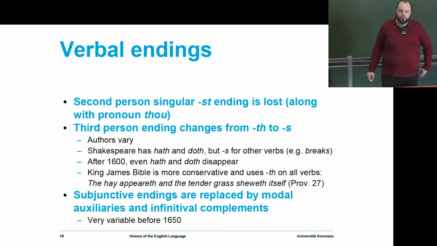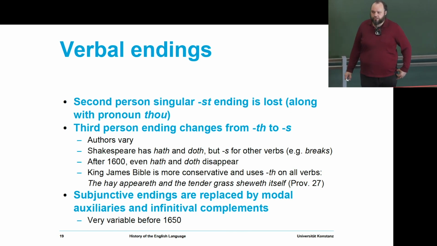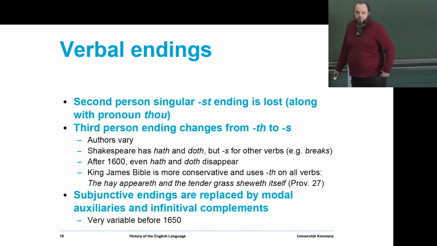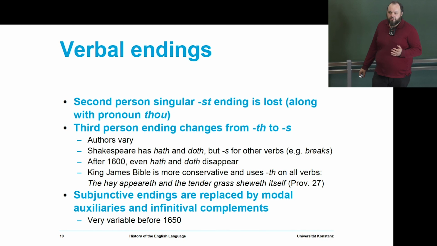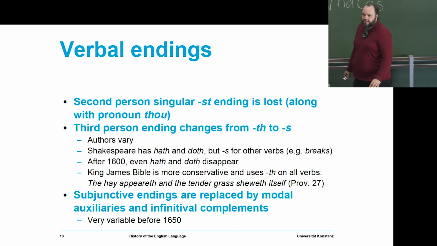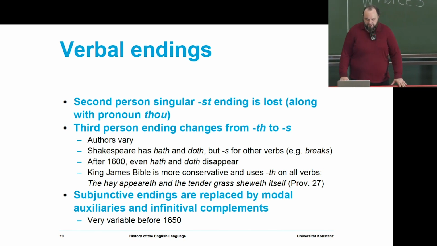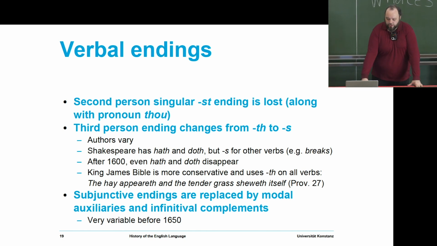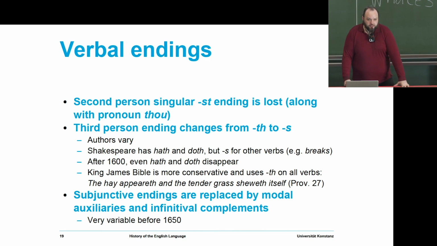Now, when thou disappears, and that happens in pretty much every variety. Again, if you go to places in rural Yorkshire, you will still find people using thou, but not very many of them. When thou disappears, the form of the verb that goes with it, this st form, is also lost, naturally. So the second person singular st ending bites the dust, and the third person ending also changes. The third person ending changes from a th to an s. We already saw the start of this change in the Middle English period. In the early modern period, it goes further.